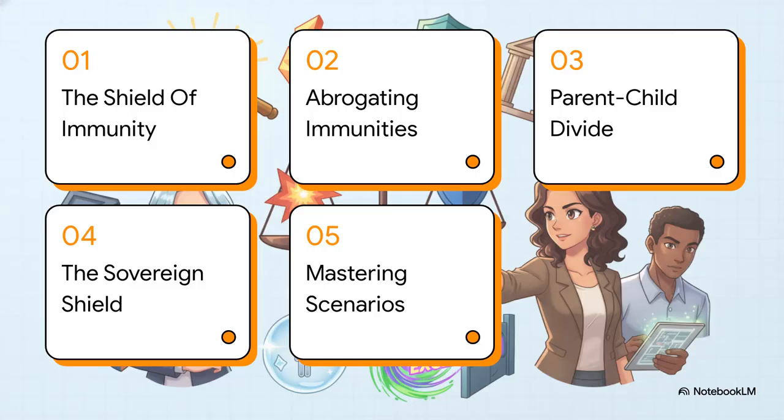All right, here is our attack outline for today's explainer. 1. The shield of immunity. 2. Abrogating traditional immunities. 3. The parent-child divide. 4. Discretionary versus ministerial acts. And 5. Mastering key practice scenarios.